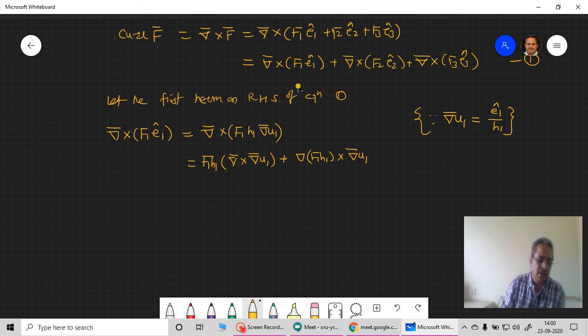Del bar F1 H1 cross del bar U1. This is simply a product, a scalar multiplied into this, and it has been operated. So this is operated over here into del bar cross U1, and this is taken out here, and this differential is taken here.